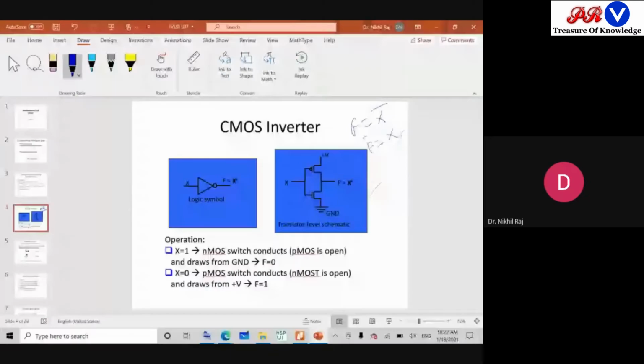Now looking at the operation, we know NMOS is on when we have a positive gate voltage, PMOS is on when we have a zero or negative voltage. So what happens in this X? When it is zero, the PMOS will get turned on, and when PMOS is on, whatever is there at the source of the PMOS will transfer to the output, and whatever the output here, let's say a capacitor is there, it will get charged up.